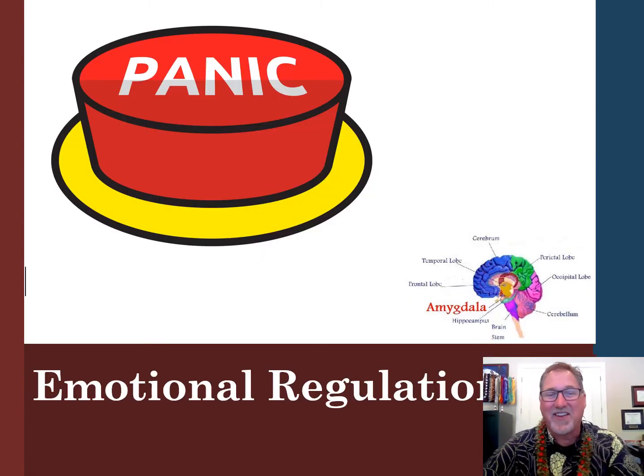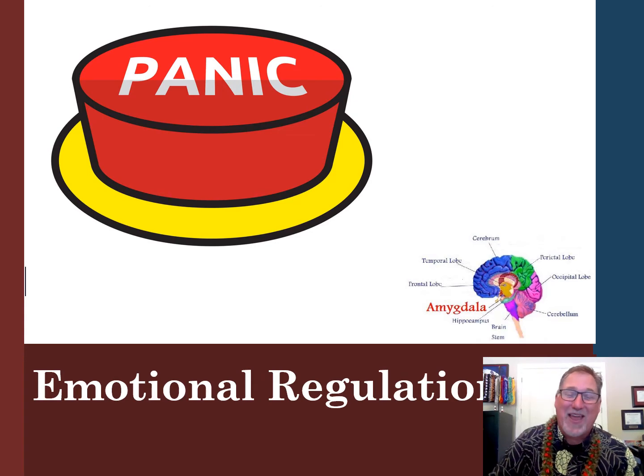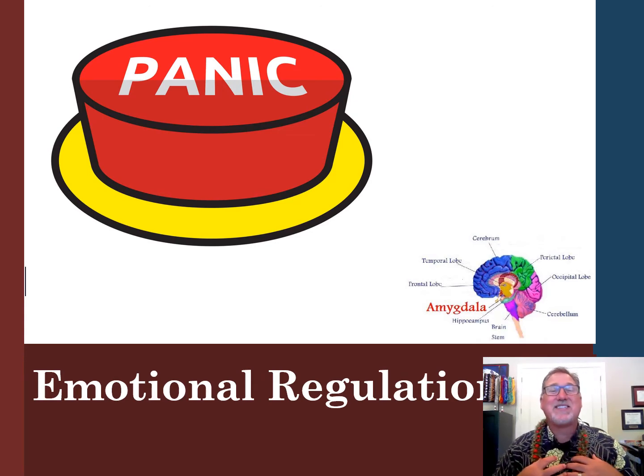Emotional regulation. This cracked me up when I was looking for something to represent what we're talking about here. Down on the bottom right hand side, we've got a little brain here with all kinds of labels with the amygdala. And the amygdala's job is to make sure that we are always safe. And when the amygdala senses danger, it hits the panic button and it releases, you'll read all about this, but lots of cortisol and adrenaline.